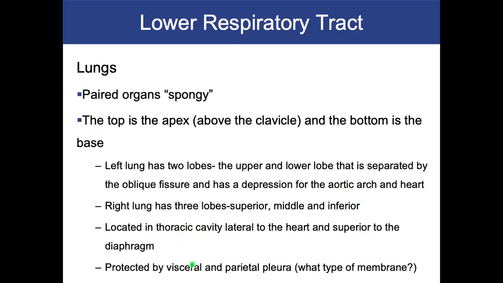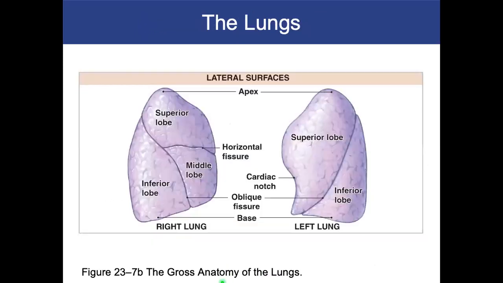They're protected by visceral and parietal pleura. Okay, and so the lungs sit in the pleural cavity. What type of membranes are these guys? Remember? Good, so they're serous membranes. And so take a look at the picture. Here is your right lung. So here's your superior, your middle and inferior lobe, and then your left lung is superior and inferior.